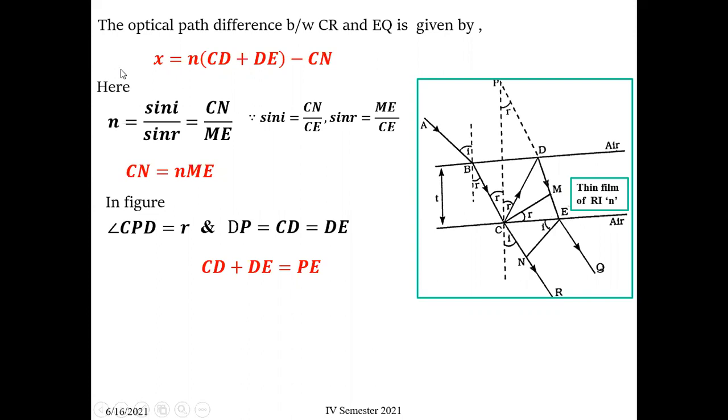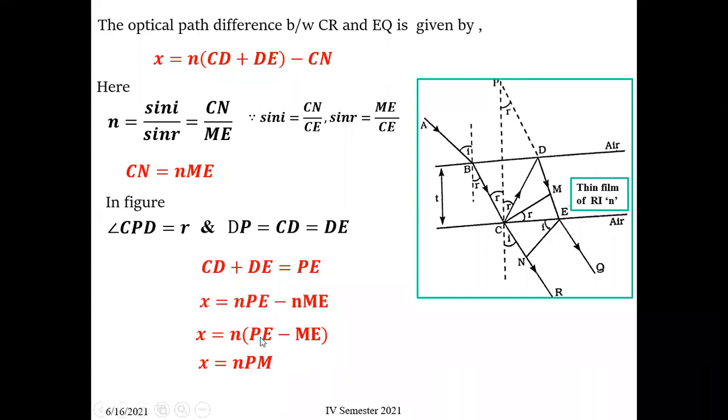Then substitute the values of CD plus DE and the other term in the optical path difference equation. Finally, we get x is equal to n into PE, since CD plus DE is equal to PE, minus n into ME. Then you have to take n common outside, so x is equal to n into (PE minus ME). So what is this value? PE minus ME, see here in the figure, is going to be MP or PM. So just substitute, instead of PE minus ME, x is equal to n into PM.